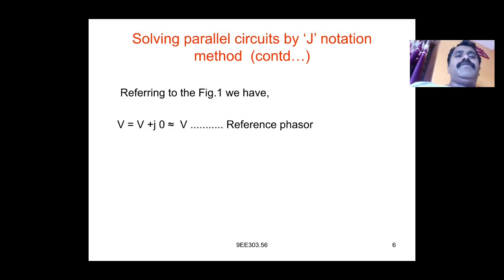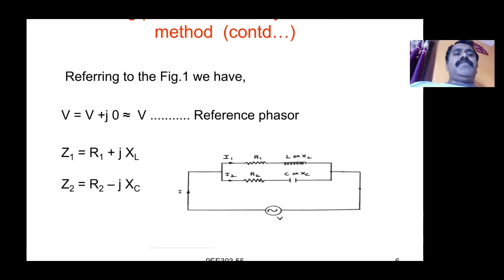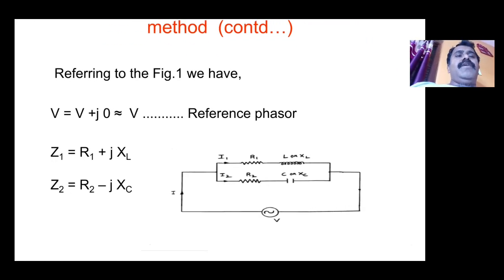So V is equal to V plus J0, the reference phasor. Z1 is equal to R1 plus JXL. The first branch has resistance and inductance connected in series. Z2 is equal to R2 minus JXC, where the second branch has the capacitance. So in the first branch, resistance and inductance are connected, which can be taken as R1 plus JXL. In the second branch, resistance and capacitance are connected, so Z2 is equal to R2 minus JXC.